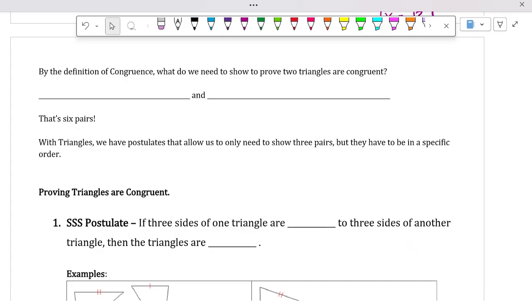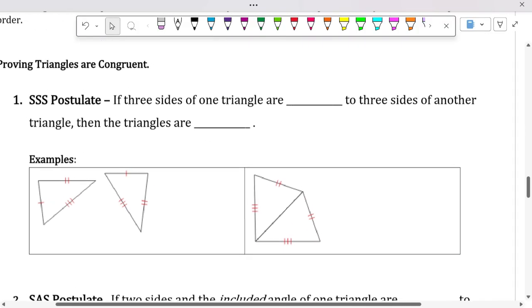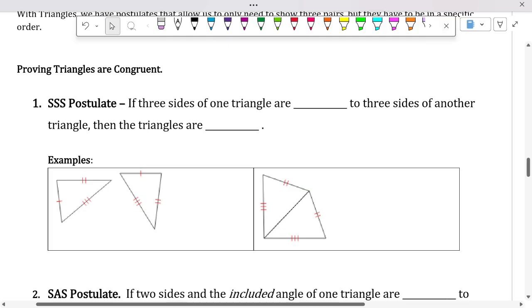All right. So, by definition of congruence, we need to show that 2 triangles are congruent. We got to show that there are some sides and some angles that are congruent. Not necessarily all of them. You just need a couple of them. Now, the first postulate, as we call them, is the SSS postulate.